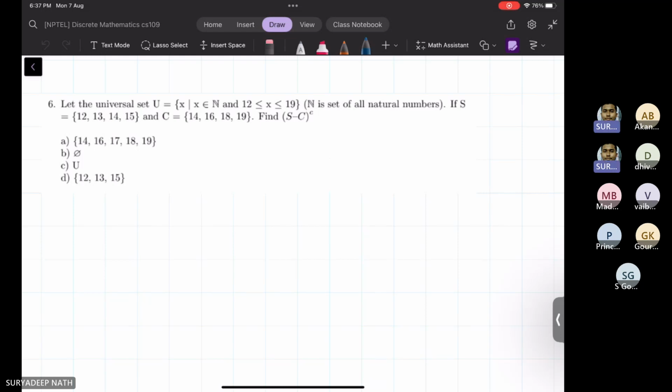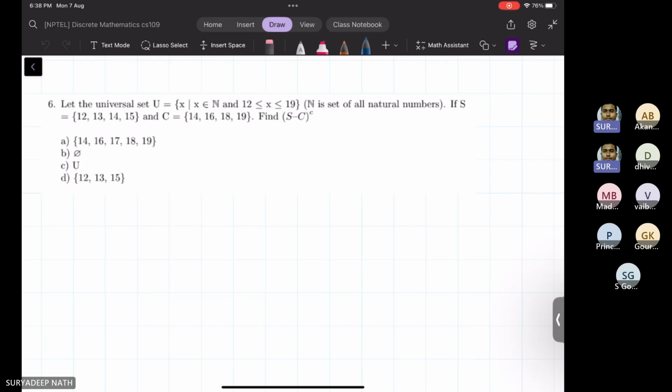So question number 6 is that you have this universal set X. X is a set of natural numbers between 12 and 19 containing both 12 and 19. So n is the set of natural numbers. And if S is 12, 13, 14, 15 and C is 14, 16, 18, 19. So what is S minus C complement?